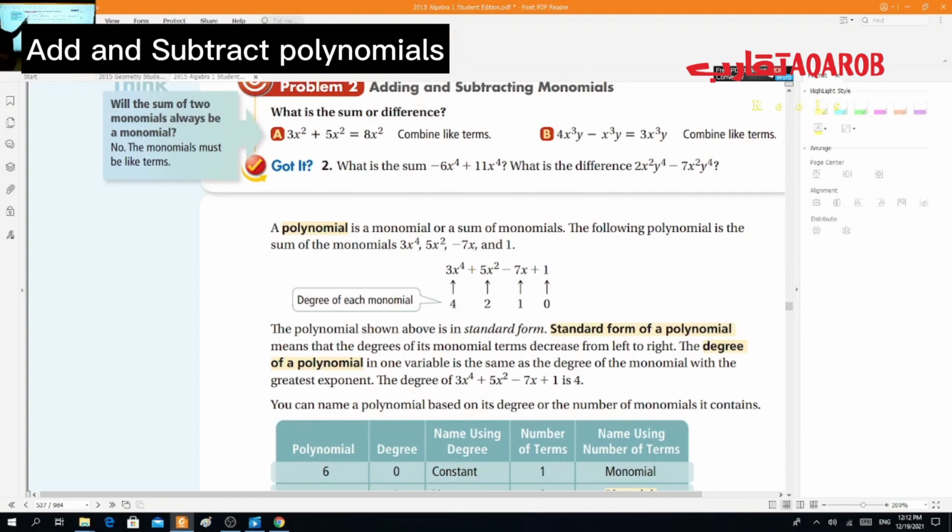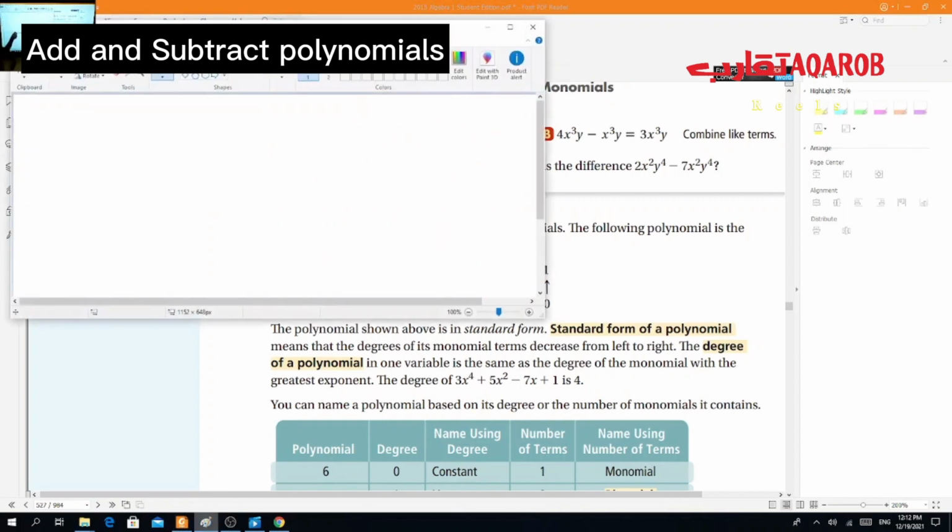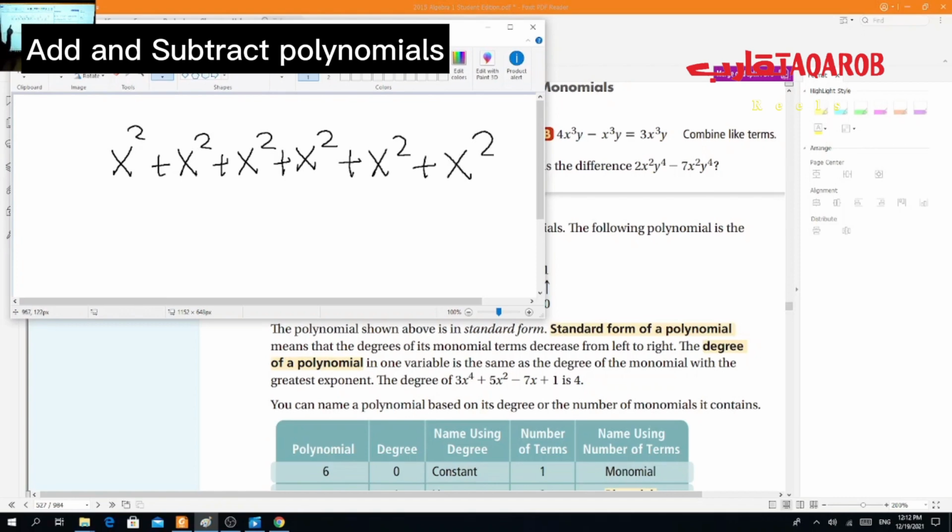How is that? I will add 3 plus 5. Here I have 3x squared, which is x to the power 2 plus x to the power 2 plus x to the power 2, and 5x squared, which is five copies of x to the power 2.